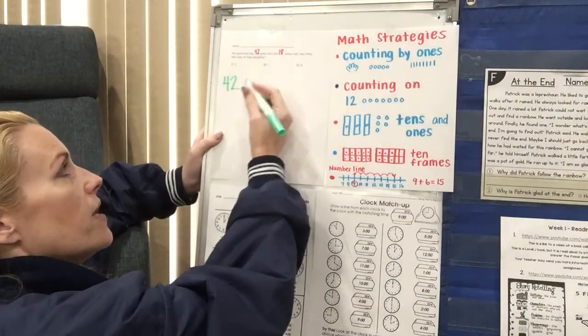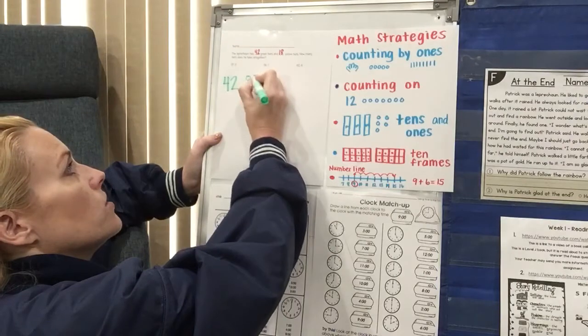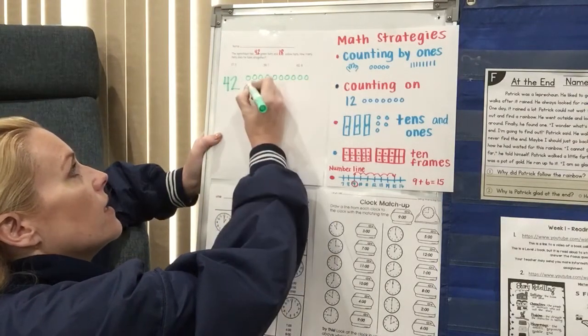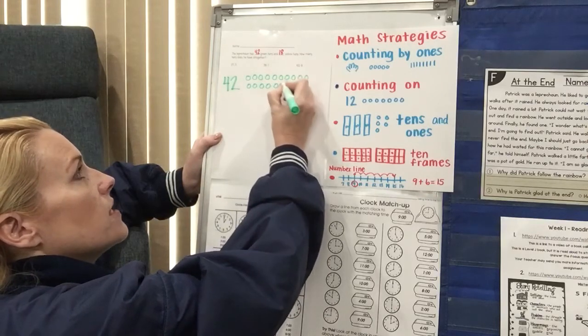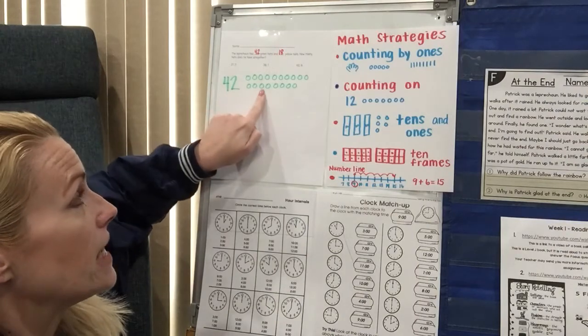So 42 and then 18 more. And I'm just going to do 18 ones. And I'm going to say 1, 2, 3, 4, 5, 6, 7, 8, 9, 10, 11, 12, 13, 14, 15, 16, 17, 18. So you could say 42 and 18 more.